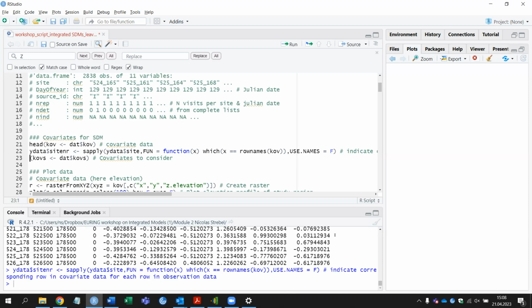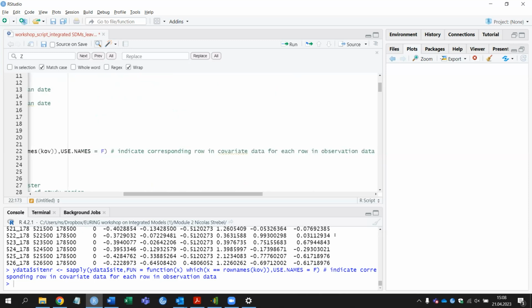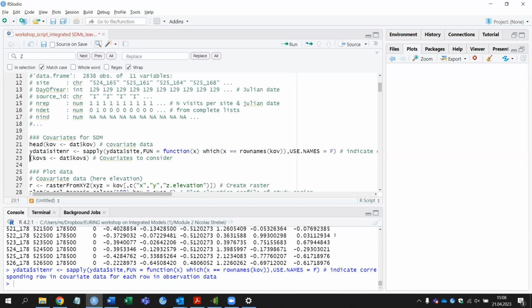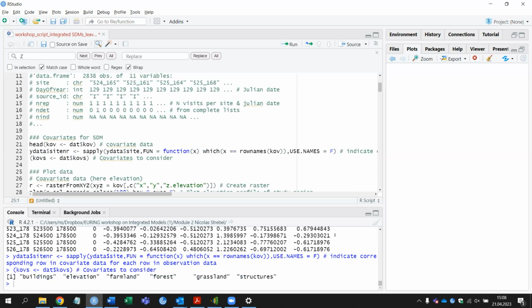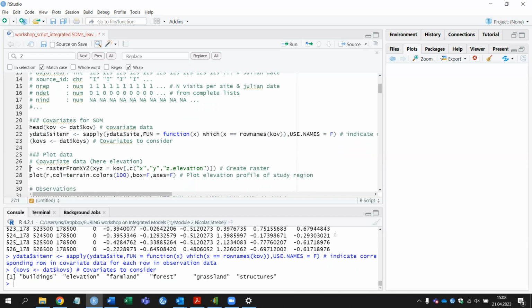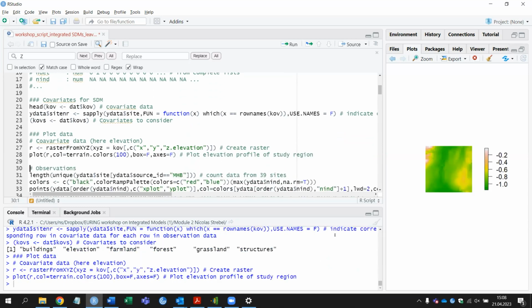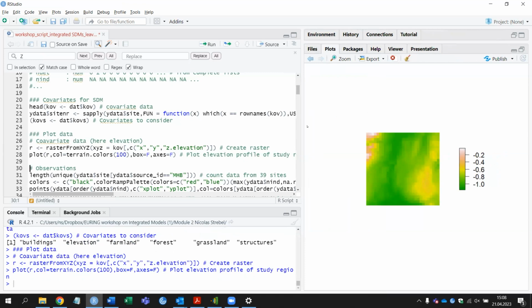Then I do want to make predictions for a whole grid, not just for the locations where I have data from. I have covariate data for an entire grid, for an entire landscape. So I have to combine the observation data with these covariate data. That's what this line is for. Then I quickly visualize the data. This is one covariate, elevation.